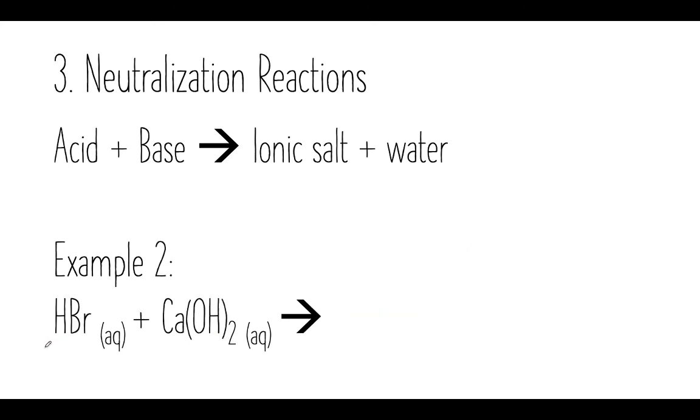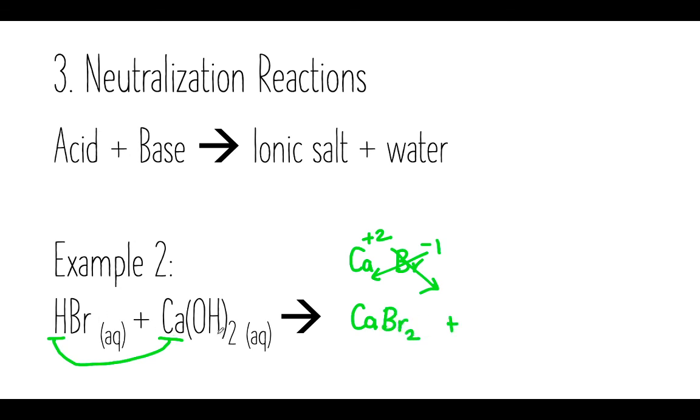Let's try a second example here. If you want to pause the video and try it yourself, feel free to do that. But in this case, I've got HBr, my acid, and calcium hydroxide, Ca(OH)2, as my base. Like I mentioned, my calcium and my hydrogen are going to switch places. So I'm going to have CaBr. Calcium has a charge of +2, Br has a charge of -1. When I crisscross these, I'm going to get CaBr2 plus, I've got hydrogen and hydroxide, HOH, which is H2O liquid.